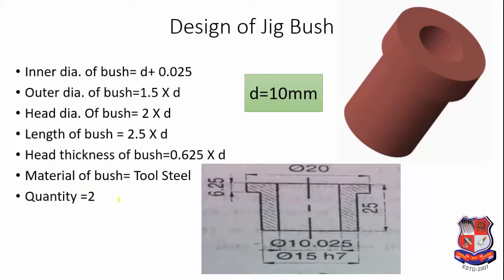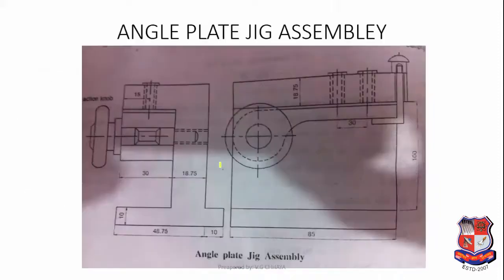Material of bush is always selected as tool steel, and here we will use 2 numbers of bush. So this is design of jig bush. Now from assembly we can see that jig bush is located here. So first we will find thickness of this angle plate.